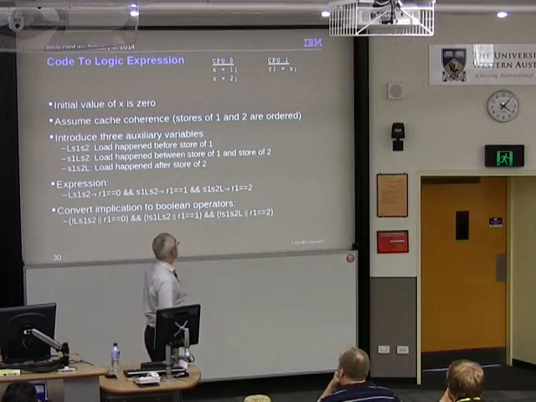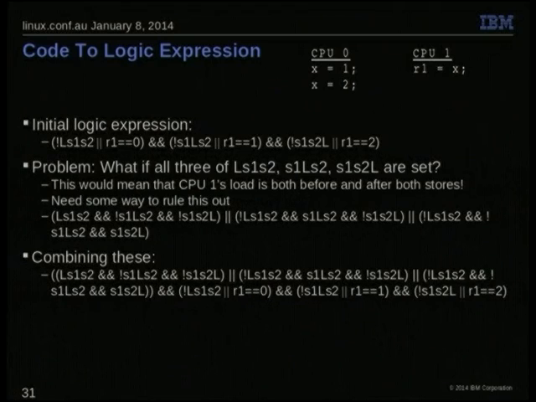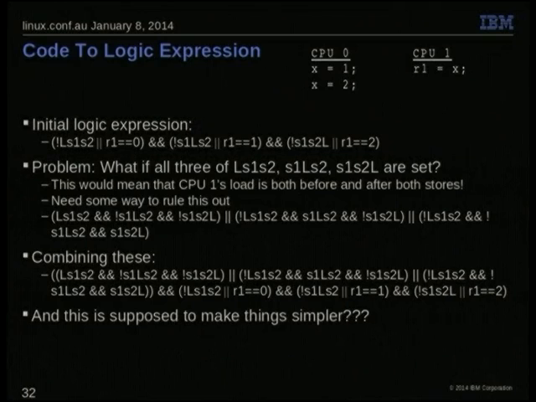I'm not going to go through this in massive detail, but the basic thing is you might have a little code snippet like up in there where CPU 1 assigns 1 to x and then 2 to x, and CPU 2 just reads x. And what you can do is turn that into a logic expression that describes what could happen there. And again, I'll just go ahead and look at what it might look like, which is this mess down here. And a reasonable question to ask at this point is, how the heck is this supposed to make things simpler?